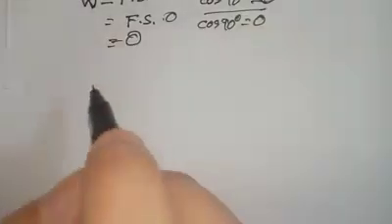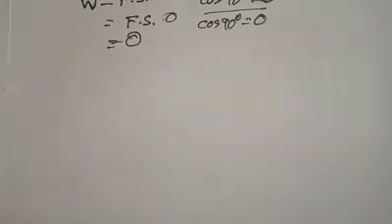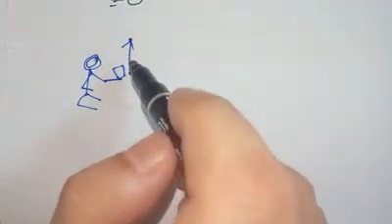Now let us do another example. Here we have another person standing, and this person is holding a book. This is the object. Displacement happens in this direction.